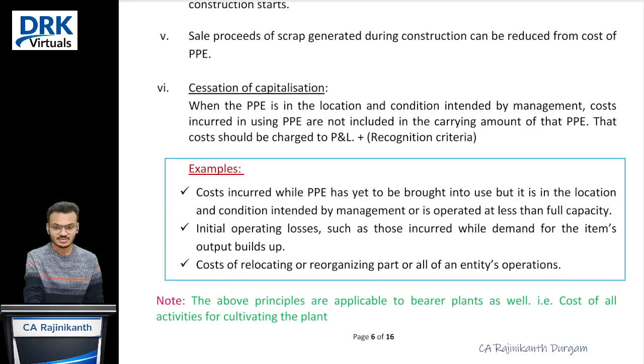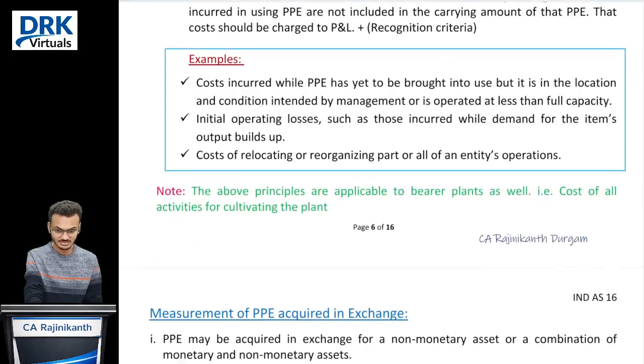And next one, cessation of capitalization. When should we stop capitalizing the cost? Once an asset is in the intended location and condition, any further cost incurred should not be capitalized. That cost we should charge to profit and loss account. Clear? That is what the standard is saying.